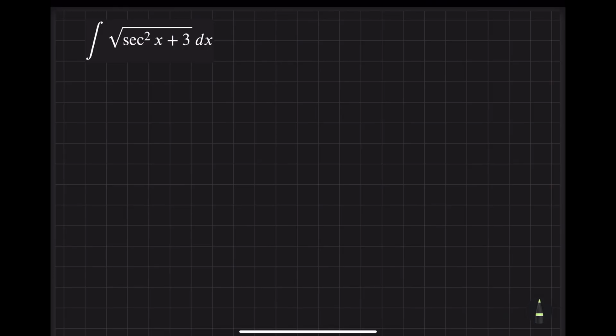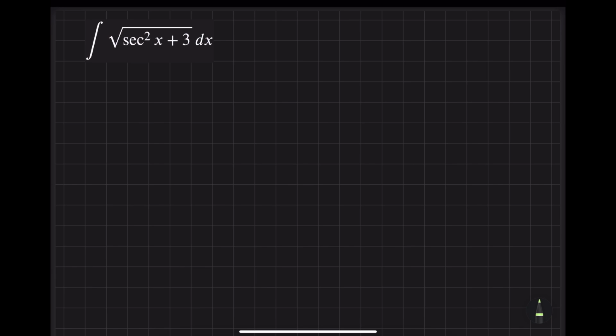Okay, so in this class we have to integrate root over sec square x plus 3. If you observe, we have a problem in both situations. If you take this as z, you don't have anything which can become dz, correct? So how should we approach this question?